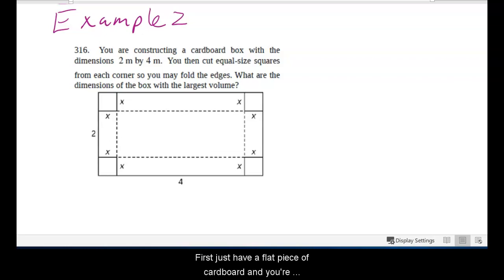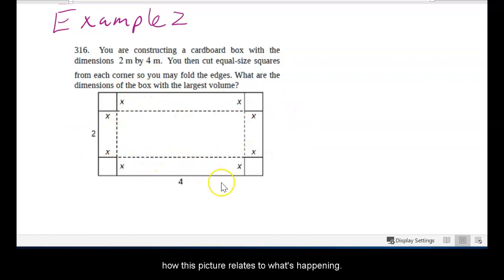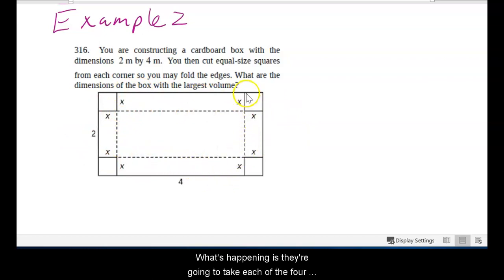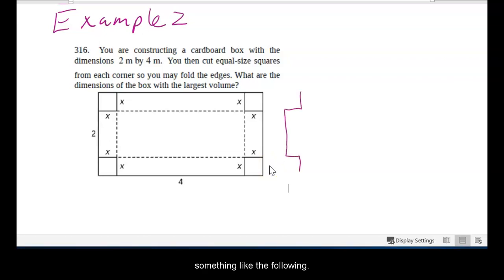Okay, first you just have a flat piece of cardboard and you're creating a box out of it. You'll have to have some duct tape in order to do this. Let's look at the picture here and see if we can understand how this picture relates to what's happening. They're going to take each of the four corners and cut out a square. Notice that the squares will be X on each side from all four corners. When they're done, they will have a shape that will look something like the following.